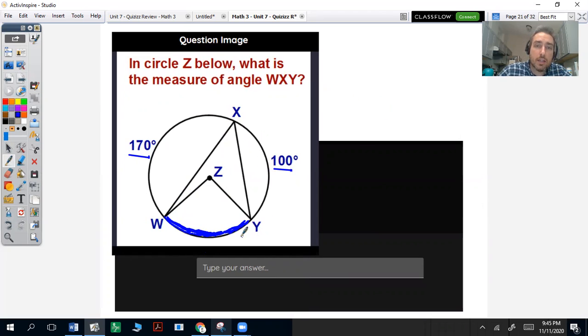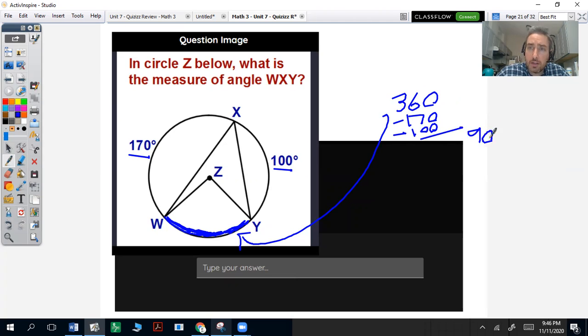So we're going to get WY by doing 360 minus 170, and then we're going to subtract 100. So 360 minus 170 minus 100. I'll subtract the 100 first. That's 260 minus 170, which looks like 90, I think. You can verify that in the calculator, but it should be 90 degrees.